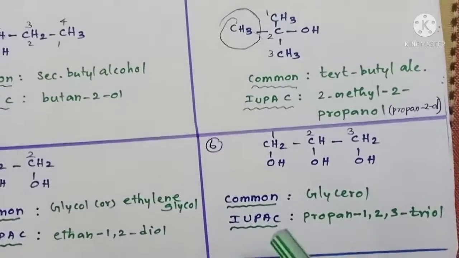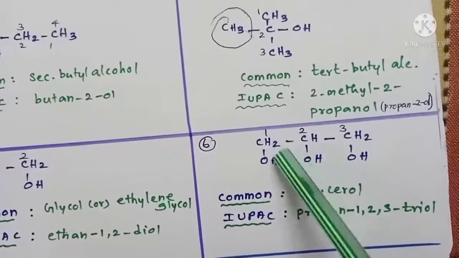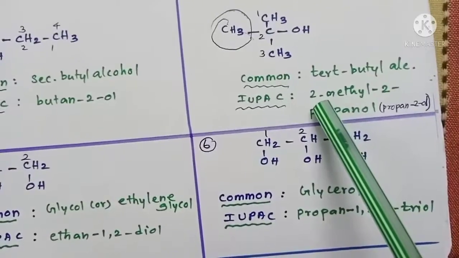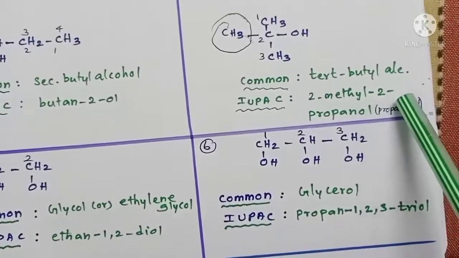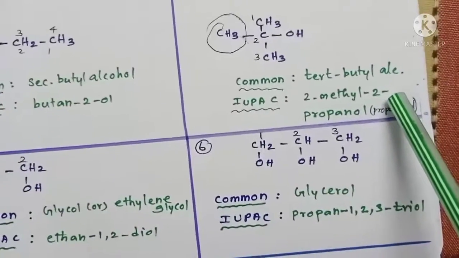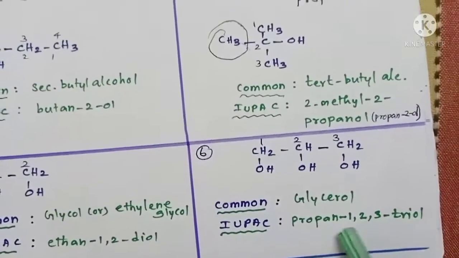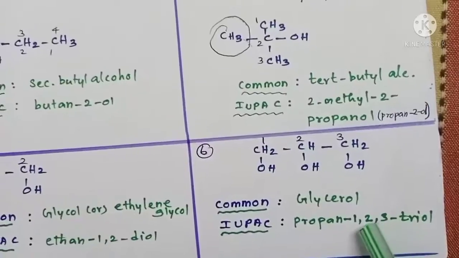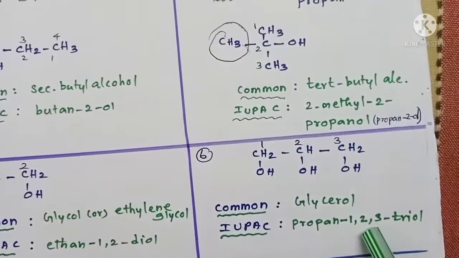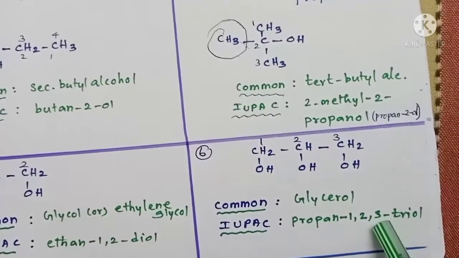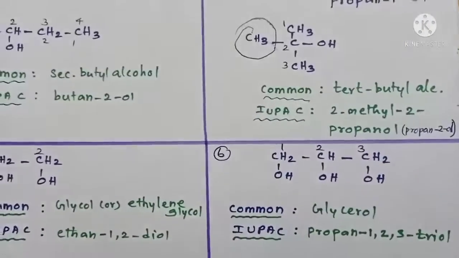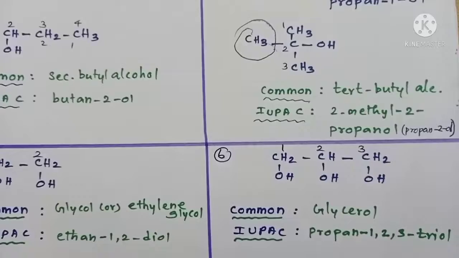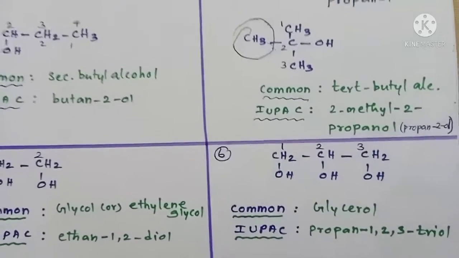Right. One more thing. Whenever you write a number at the front of the name, after the number you have to use a hyphen. When the number comes in between, before and after the number you have to put a hyphen. When you write many numbers, after each number you have to give a comma, then a hyphen: 1, 2, 3, then hyphen. So these are certain rules you have to follow while writing the common name and IUPAC name of organic compounds. Right. Thank you.